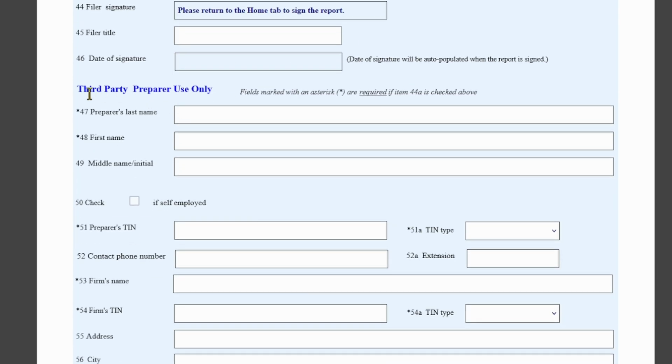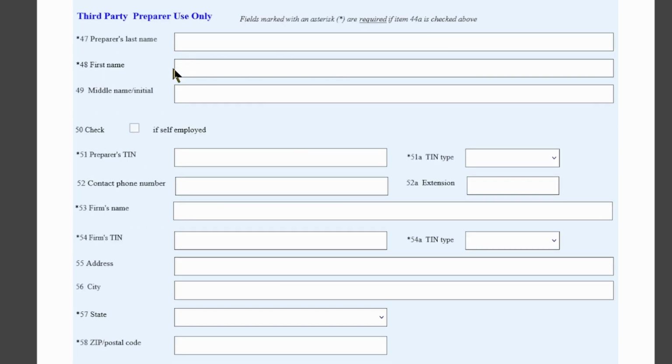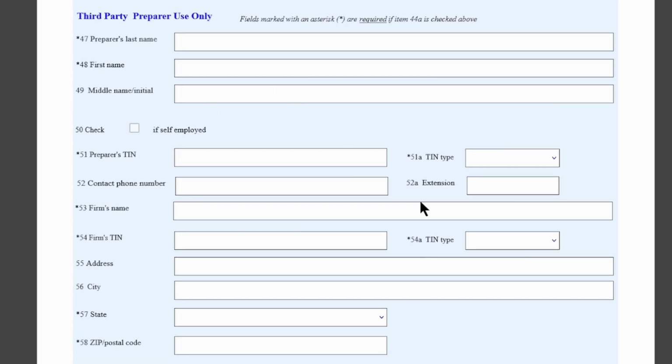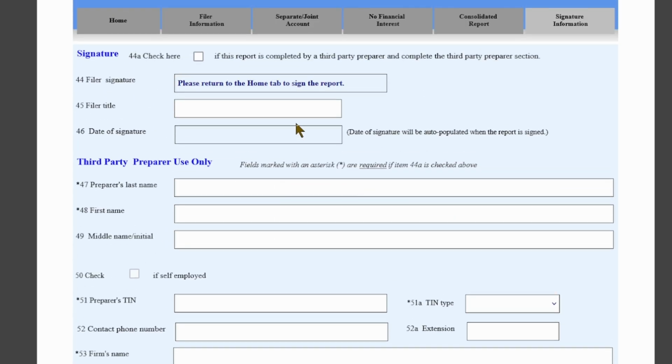And then this section, third-party preparer use only, is for your CPA or lawyer's name, whatever. Most people are not using this section. So that's really it. Now let's go back up to the part where we click on the button to sign this report. So scroll all the way back to the top.